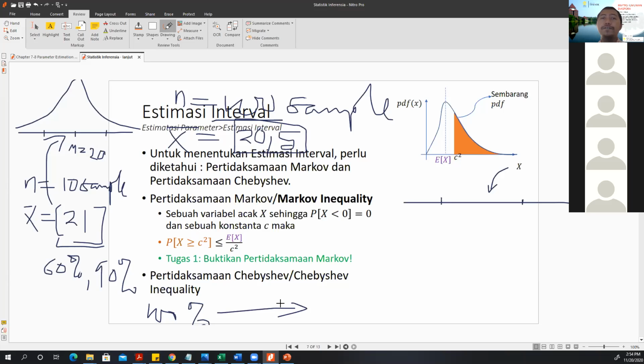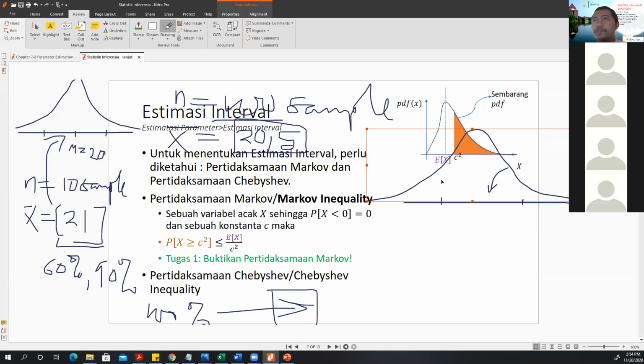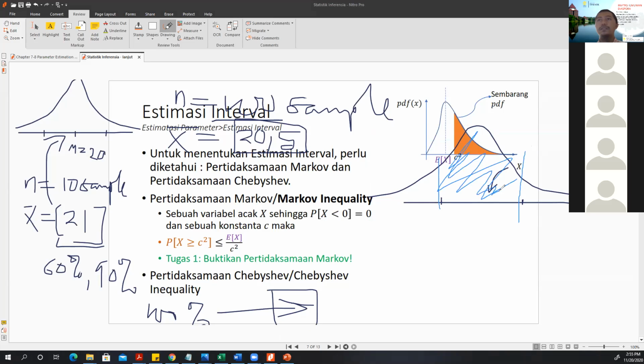Because we are talking about belief, how much is the belief? That's why we define a range or interval. Usually, the meaning of belief is reflecting this area. This is the C, let's say minus C, and this is the positive C, given by these limits.